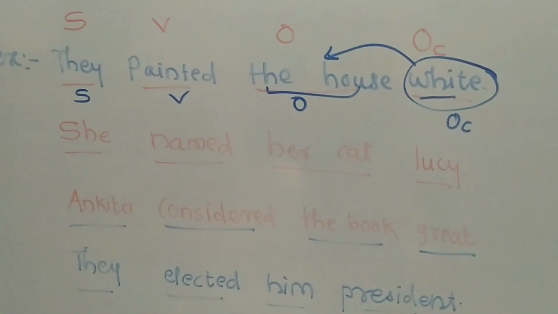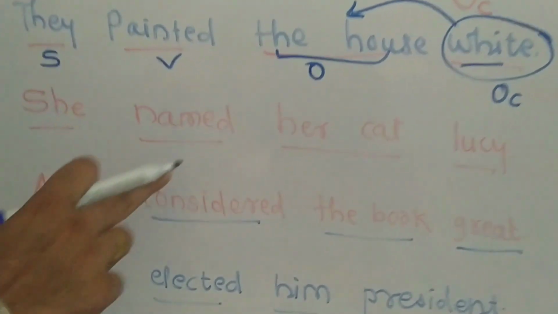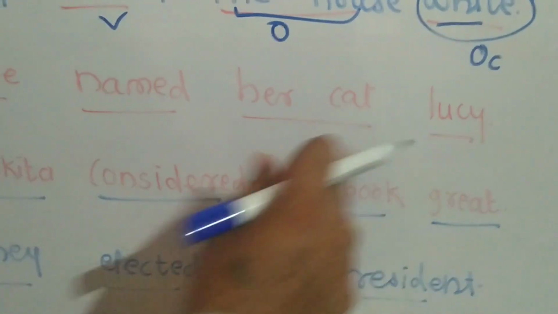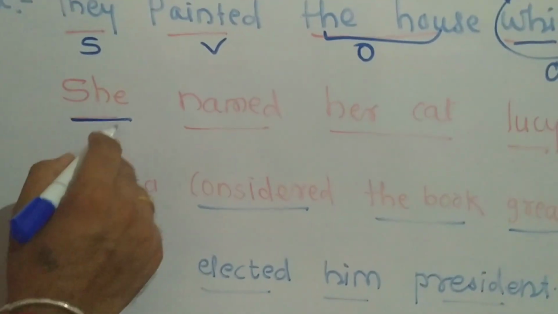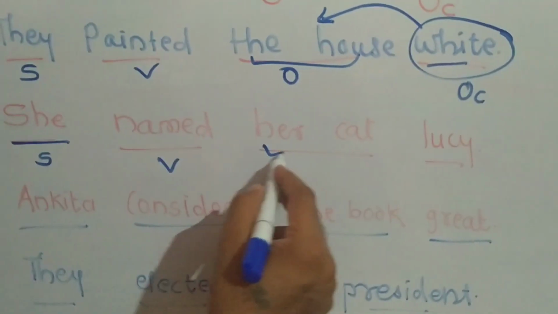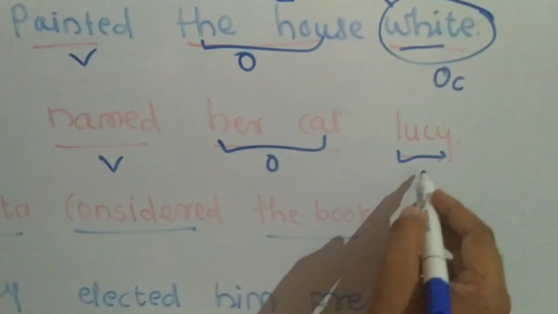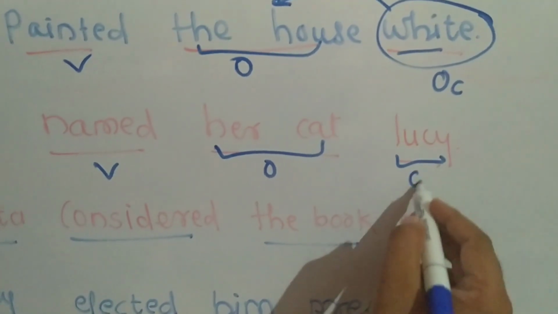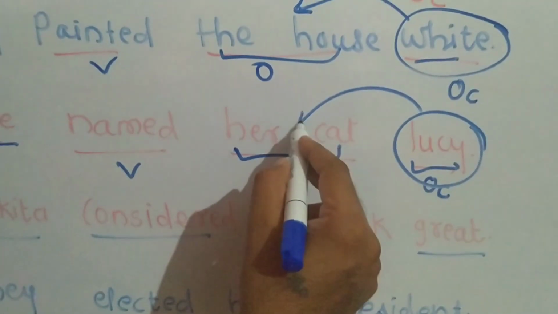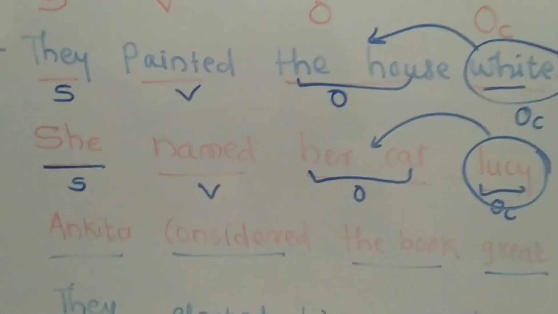The second example is: she named her cat Lucky. Now she is the subject, named is the verb, her cat is the object, and Lucky is the object complement. Lucky renames her cat, or describes the cat.